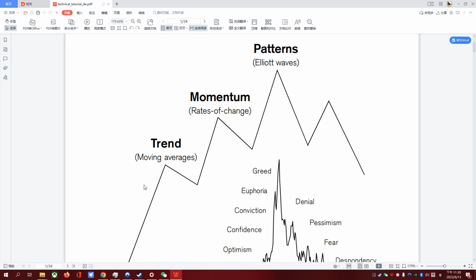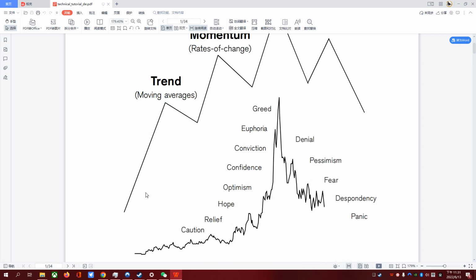For example, Elliott wave is one of the very famous tools. So be able to understand the price structure, be able to understand the price movement. You start by understanding trend, momentum, and patterns. And all these three concepts are very different, and they explain how price would move, and this is why you should know about trend, momentum, and patterns.